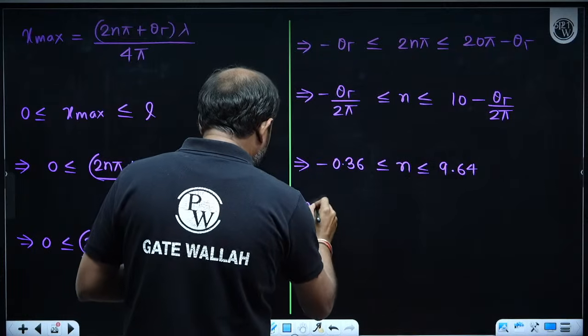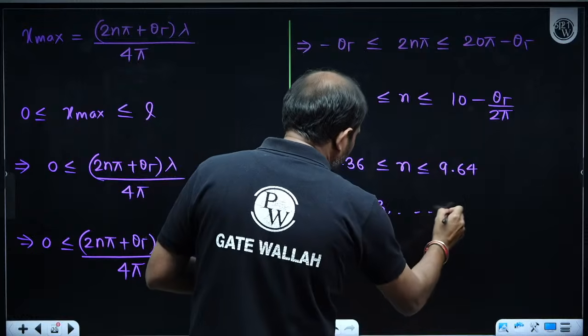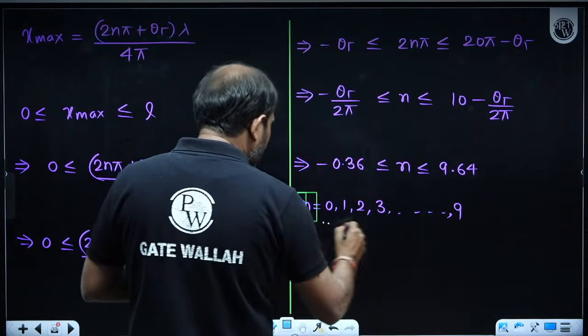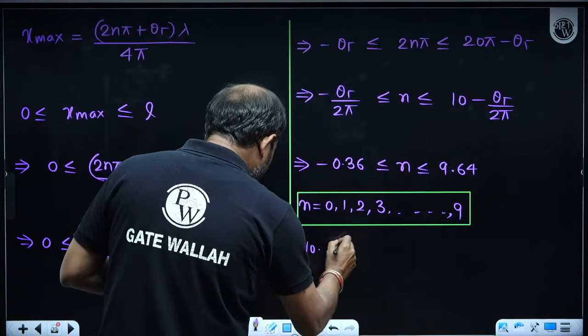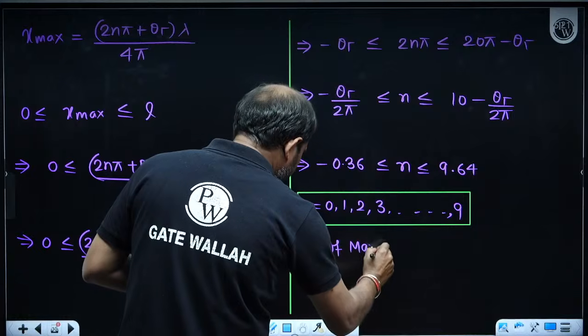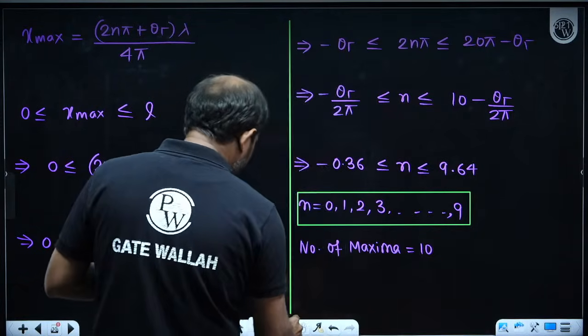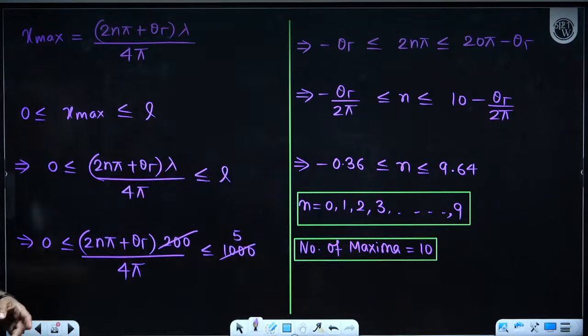So n should lie between 0, 1, 2, 3 up to 9. So number of maxima is 10. It's very easy.